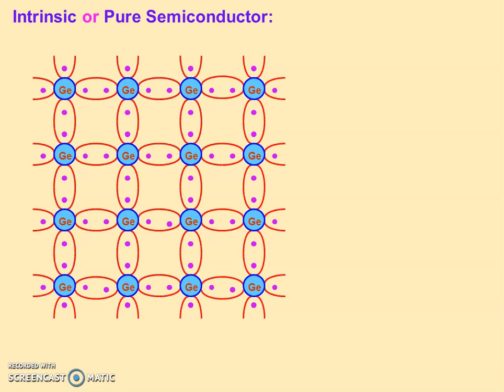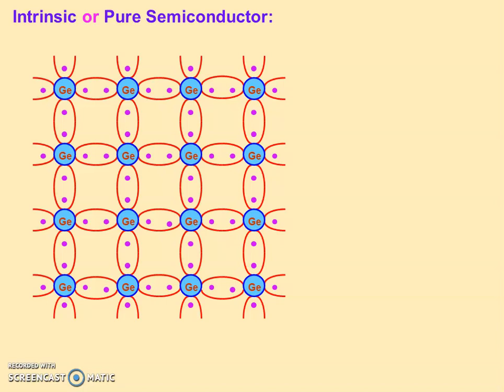Now, each atom of germanium or silicon forms 4 covalent bonds with neighboring 4 atoms and completes their octet. Now, at a low temperature, each atom completed its octet, means no electron is free. So, there is no electron in the conduction band and all electrons are in the valence band, right? So, if there are no free electrons, it means its conductivity is 0 at low temperature. So, there is no free electron, so it cannot conduct electricity.